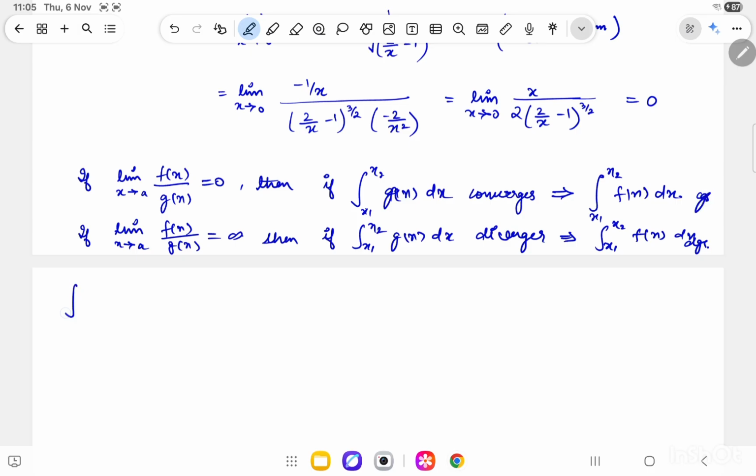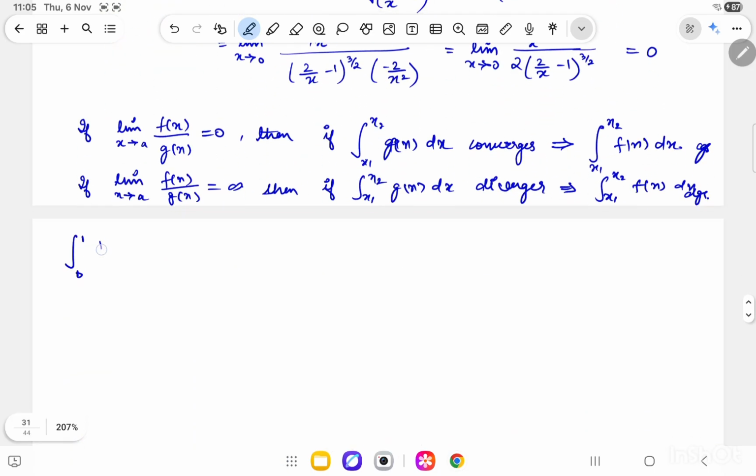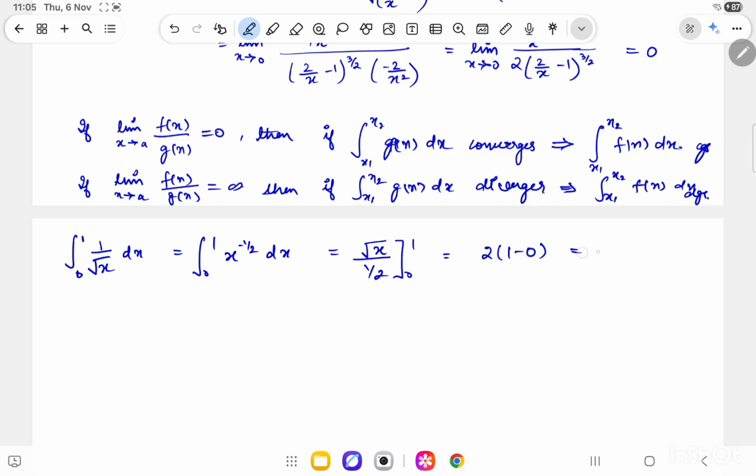Now if I check my integration of g(x), that is the integration from 0 to 1, my g(x) is 1 by square root x dx, that will be equal to the integral from 0 to 1 of x raised to minus 1 by 2 dx, which will be equal to square root x by 1 by 2, with limits from 0 to 1, and it is a finite quantity only, so we'll get 2 times (1 minus 0).